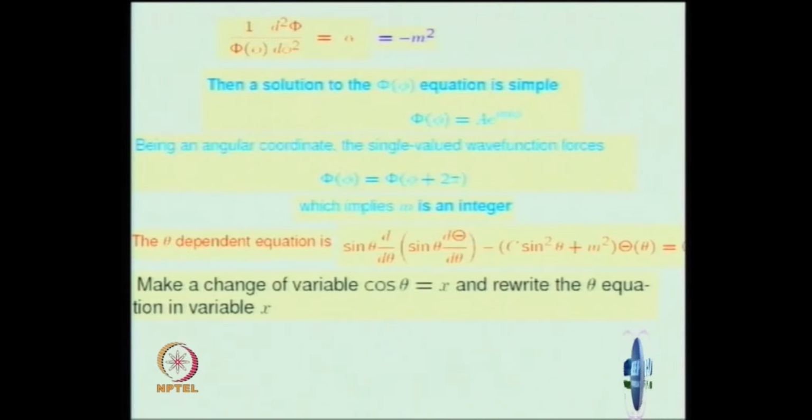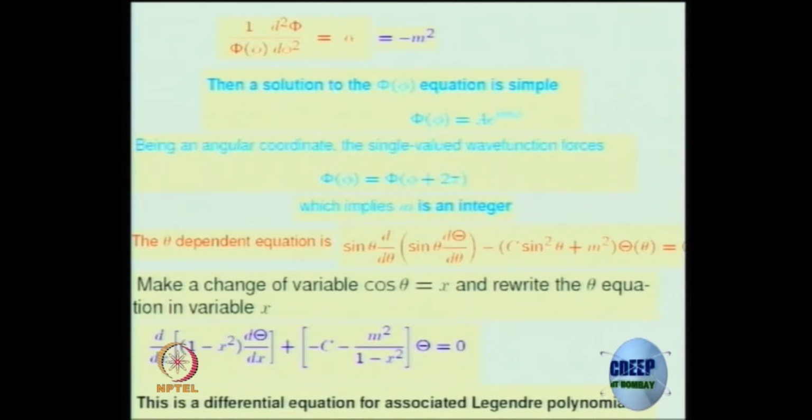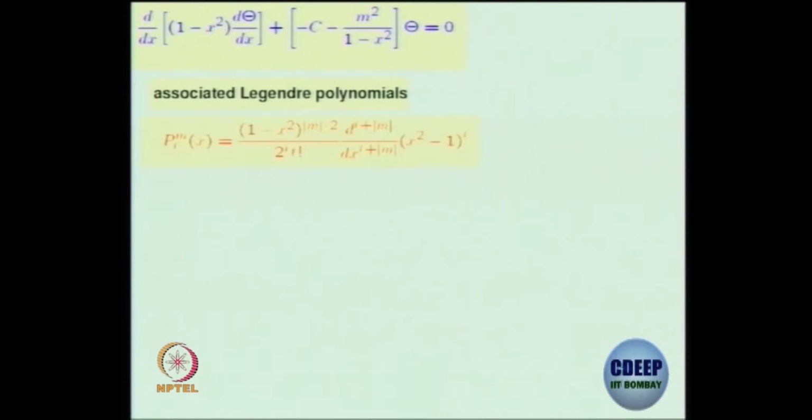So make a change of variable just for convenience, and then the equation is nothing but our familiar associated Legendre equation. This is the differential equation for associated Legendre polynomials. So what are the solutions? You can compactly write the solution, just like the way we wrote for Hermite polynomials, some kind of a compact Rodrigues formula. You can try to write it.